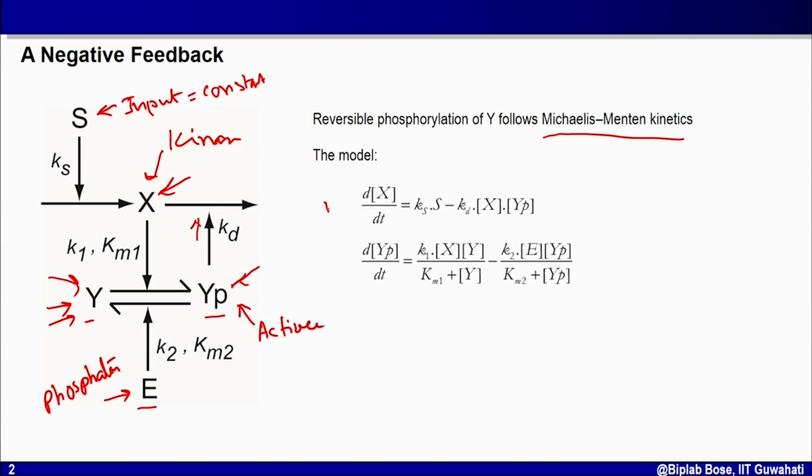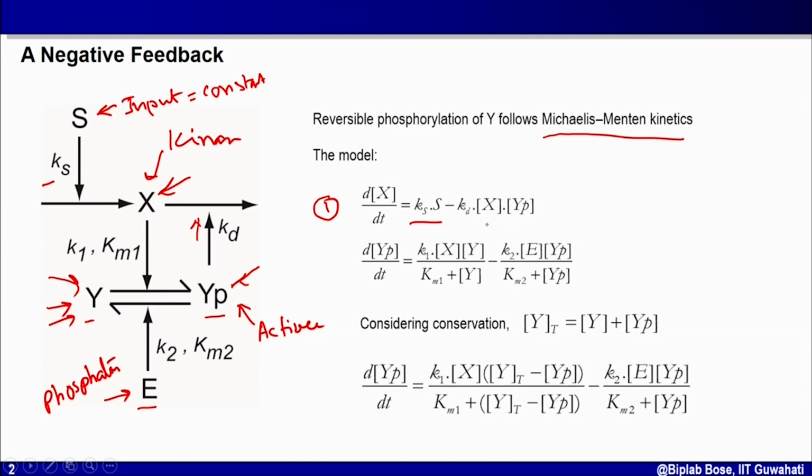The first one is for X concentration. I am writing an ODE to represent the rate of change of concentration of X. So dX/dt is equal to Ks into S. Ks is the rate constant as shown here. That is the term representing production of X, minus Kd into X into YP. This last term, Kd into X into YP, represents the degradation of X.